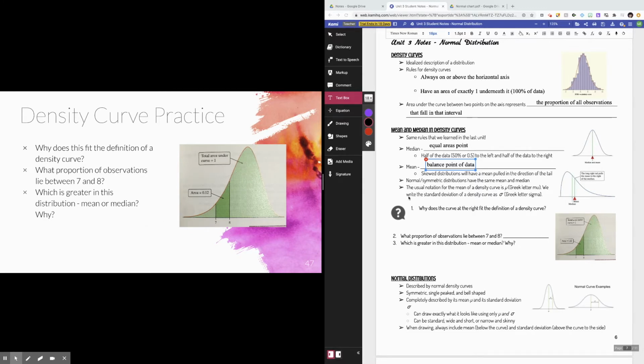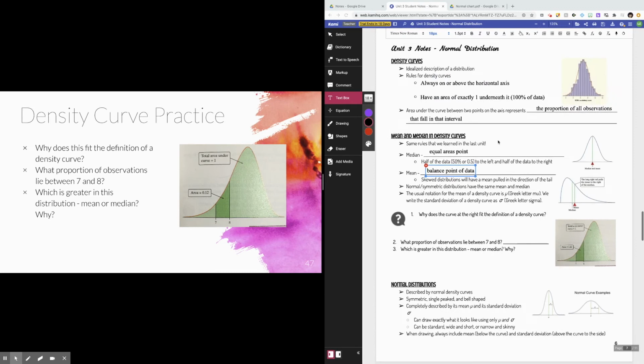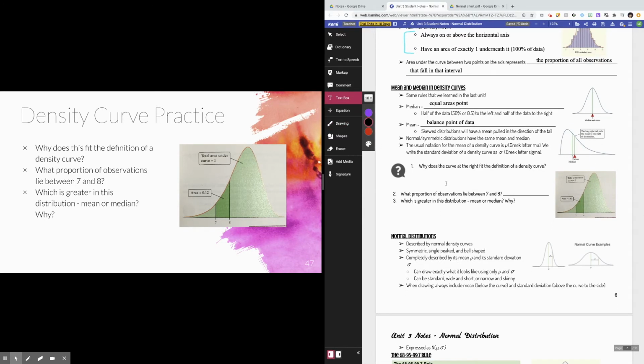So I know this picture is a little bit hard to see because I had to take a picture of it from the textbook. I couldn't scan it and the light was a little bit off. But in any case, the question here first is, why does this curve fit the definition of a density curve? So you just have to go back up to the definition of a density curve, which is these rules right here. Okay, and see if this curve satisfies both of those, which it does.